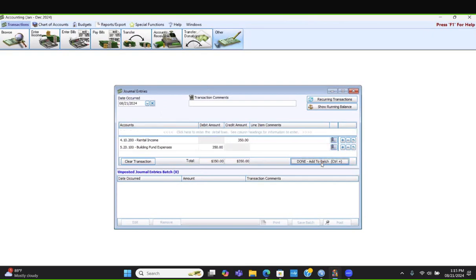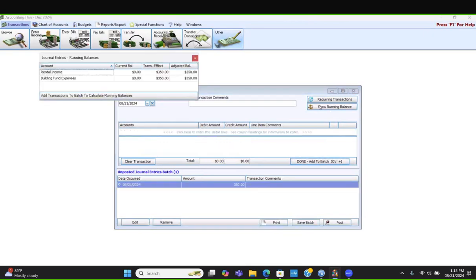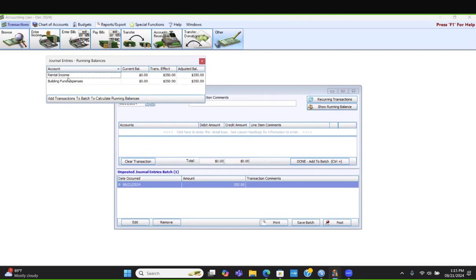Similarly, click Done, Add to Batch, Show Running Balance. We now show that rental income, right, is now higher by $350. Building fund balance is now higher. Expense account is higher, okay? So we have now added the income back into the income balance, and we've also now charged the $350 to our building fund expense the way that we want it to, okay?